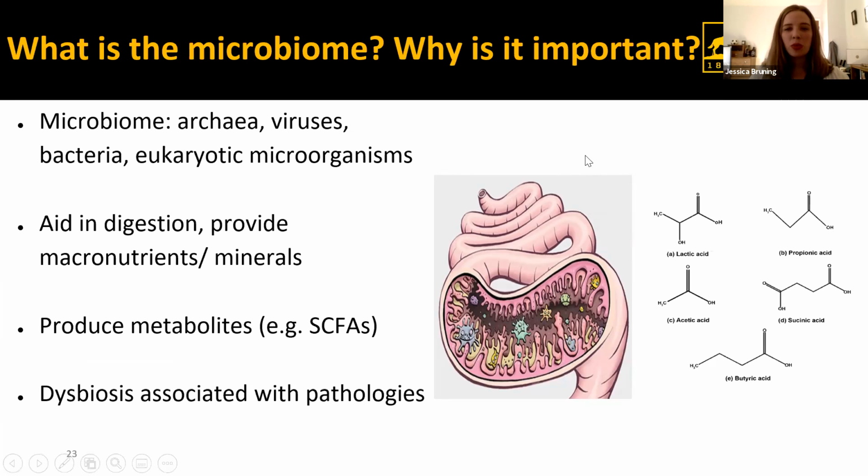But if there's some sort of perturbation in their environment or nutrient availability, it can cause this community to shift. And this shift is referred to as dysbiosis. So maybe one species increases in population density while another decreases. And this dysbiosis has been associated with several pathologies, including schizophrenia, obesity, diabetes, as well as ADHD.